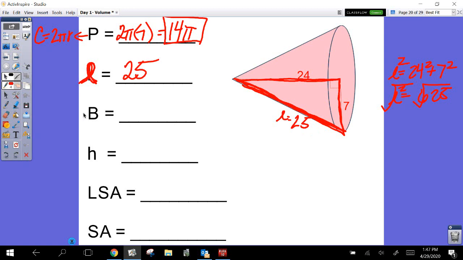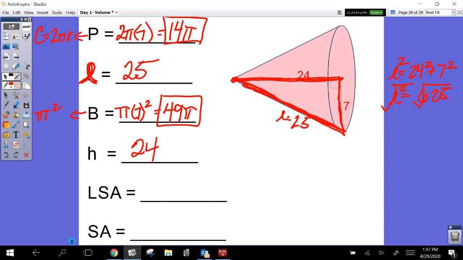My area of the base, remember to find area of a circle, it's pi r squared. So pi 7 squared gives me 49 pi. And my height, remember, is the apex to the center. It actually gives me it. It was nice.